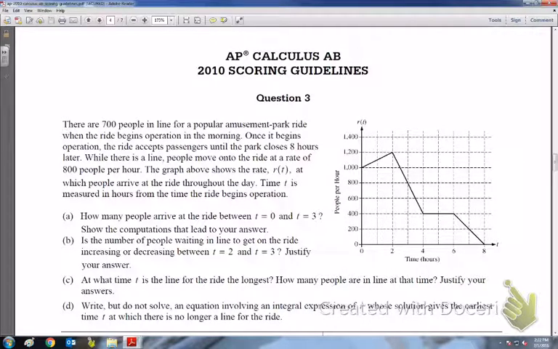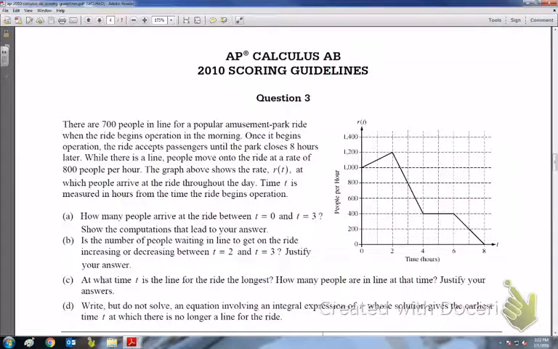This is 2010 question number 3. It says there are 700 people in line for a popular amusement park ride when the ride begins operation in the morning. So automatically, the ride has not even opened yet, but there are 700 people waiting in line to get on. Once it begins operation, the ride accepts passengers until the park closes 8 hours later.